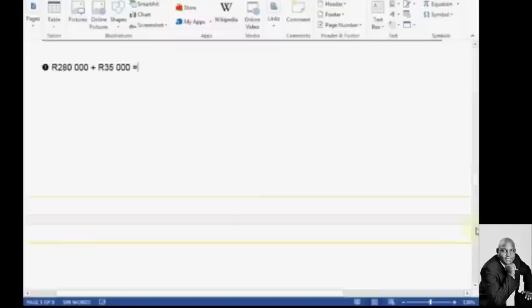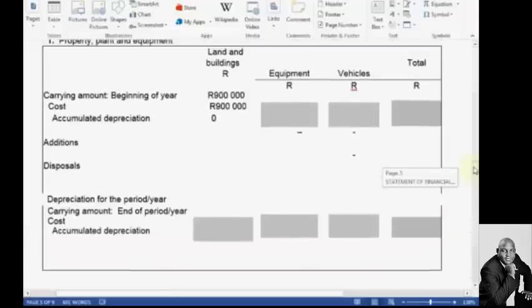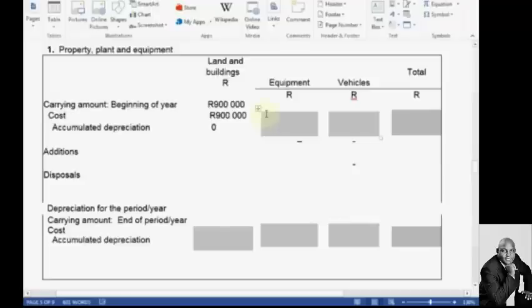So I'm trying to determine how much the partnership had at the beginning of the year. So it will be 280,000 plus 35,000 equals 315,000. Wonderful. So let me go up. It comes here, put in workings number 1, and then it will be 315,000. Depreciation still applies also.